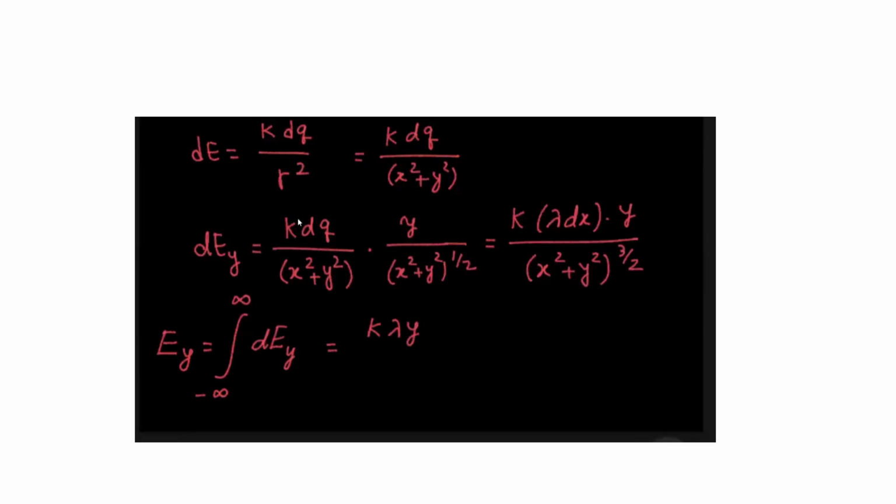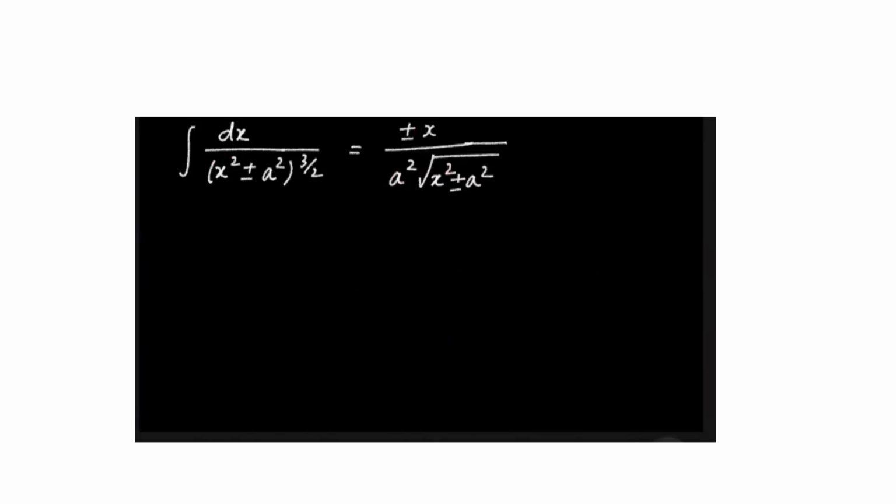And then the only thing left behind is dx in the numerator and x² plus y² to the power of 3 by 2 in the denominator, from minus infinity to plus infinity. Now, if I know what is the solution to this integration, then I can solve this equation. Okay, if you go to the back of your book in the appendix, you will see that this integral is solved for you and the answer would be provided to you.